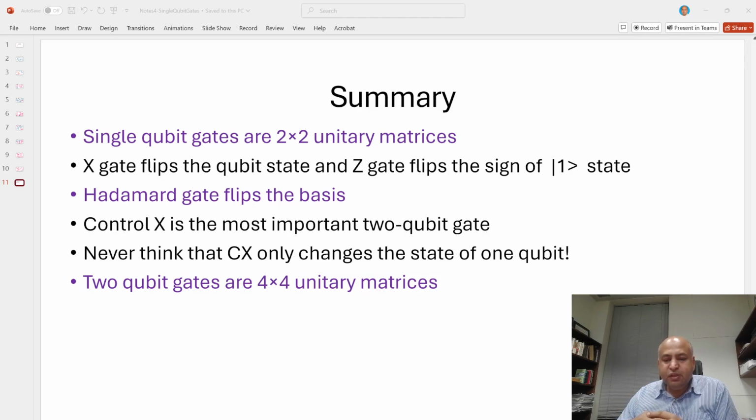And the Hadamard gate essentially is the one that flips the bases. We saw that a 0 state goes to plus and 1 goes to minus. So it means that 0, 1 states go to plus minus states. So plus minus is another basis, sometimes called the Hadamard basis. And similarly, if we apply the Hadamard gate to the plus and minus states, those states go to 0 and 1. So the Hadamard basis or plus minus basis can be converted back to the 0, 1 basis with the Hadamard gate.